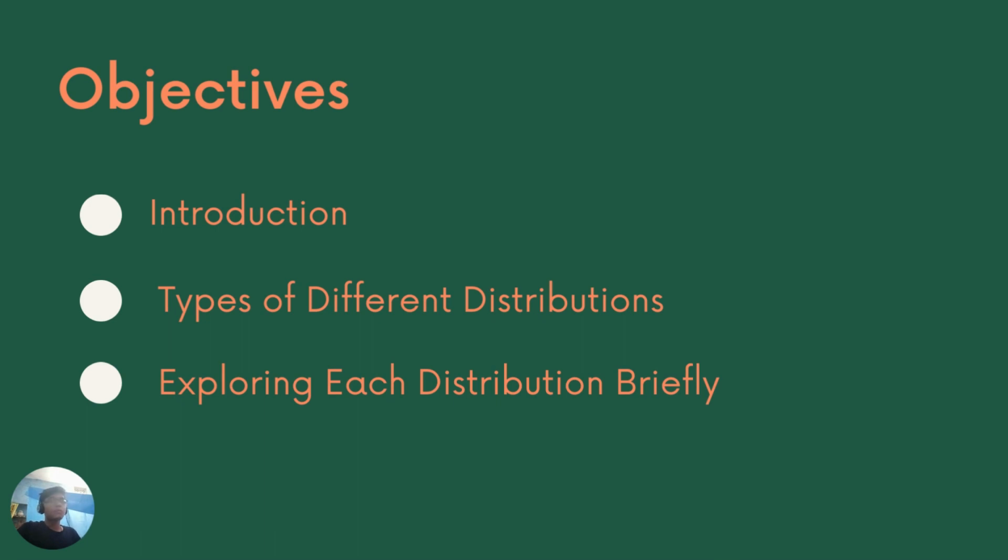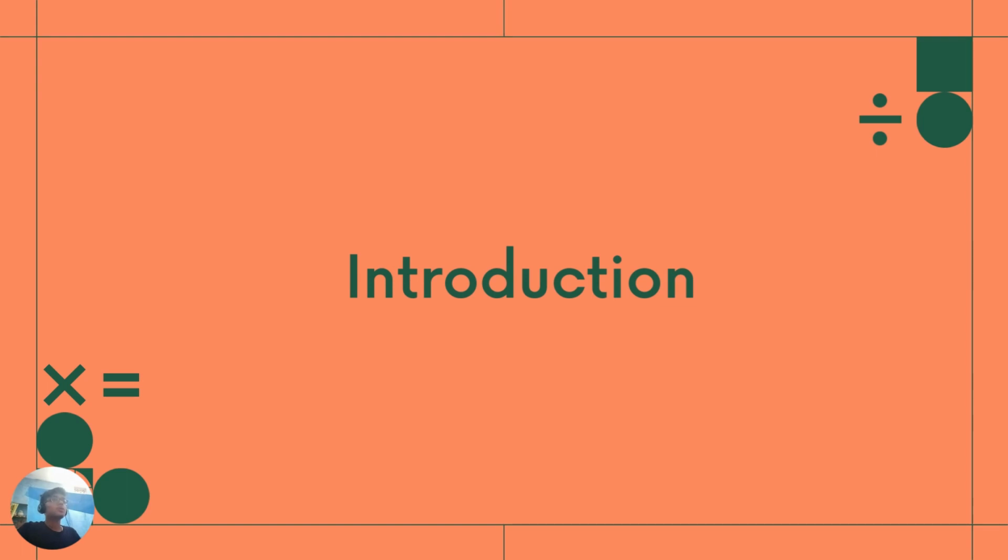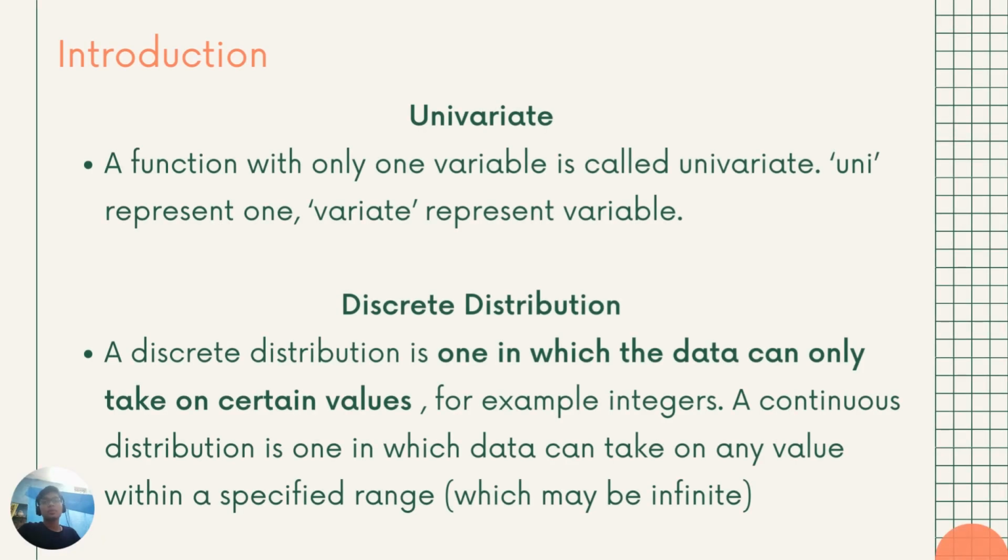What are the objectives of this presentation? First is the introduction. Next, the types of distributions that come under the category of univariate discrete distributions. Then exploring each distribution briefly. The introduction: these are like prerequisites.